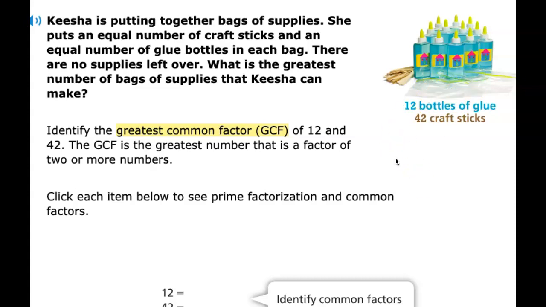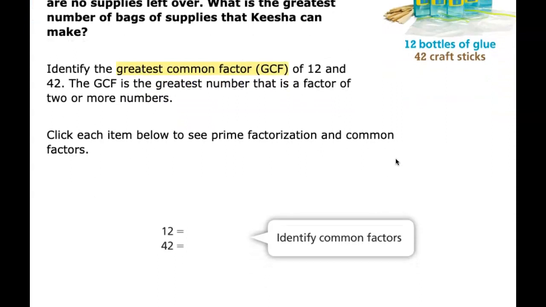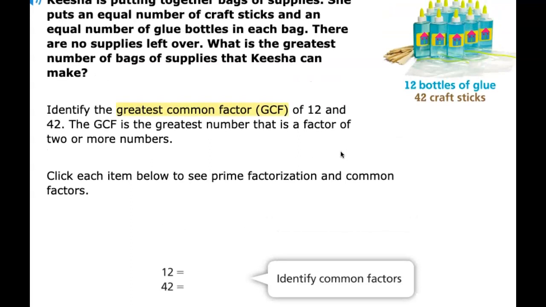So every bag has the same amount of supplies. So with that, we could use a greatest common factor. Daniel? 6. So how do we get 6? Because 12 divided by 6 equals 2, and 42 divided by 6 equals 7, and that's the greatest. Oh, that is so nice an idea.